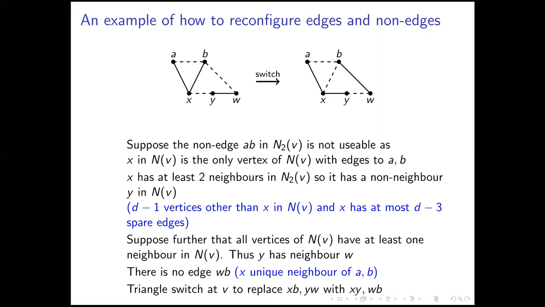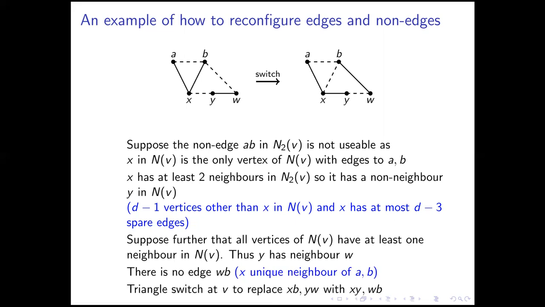So the actual triangle switch is at v, and there's a path of length two, vxb, and a path of length two, vyw, and so we can switch the edge xy with the edge wb, which moves the edges within the neighbour set of v from yw to xy, and now the non-edge AB has been freed up because it's no longer stuck with only one neighbour in N(v).